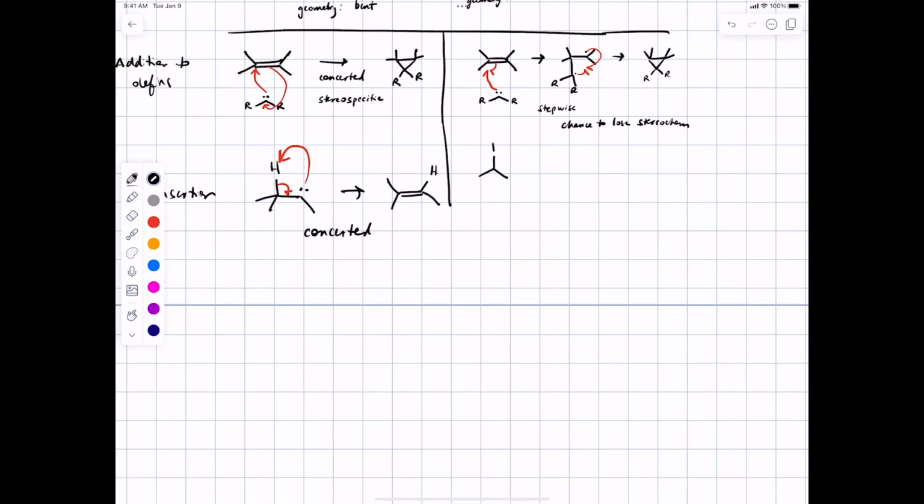For triplet carbene, CH insertion acts a little bit differently. Again, it's stepwise. First step is hydrogen abstraction. And then in the second step, you can get radical recombination. And the product here looks perhaps a little bit more like a CH insertion.